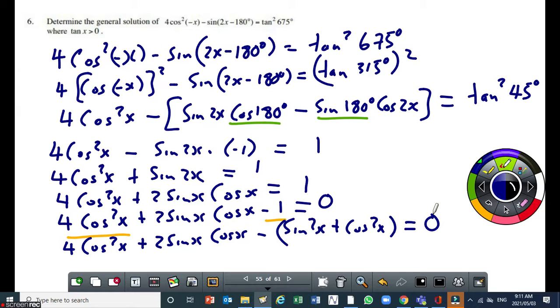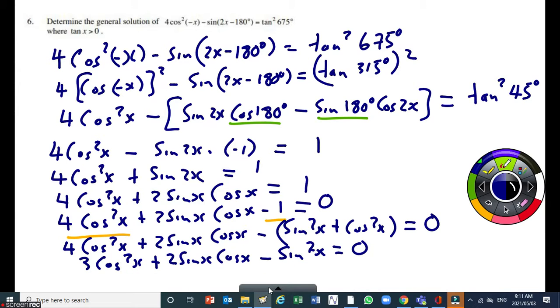If I remove the bracket, this cos squared x will be negative, so I have to subtract 1 from it. So I'll end up having 3 cos squared x plus 2 sine x cos x minus sine squared x, and that's equal to 0. Now I can factorize. This can be factorized. Don't be surprised, it can be factorized.